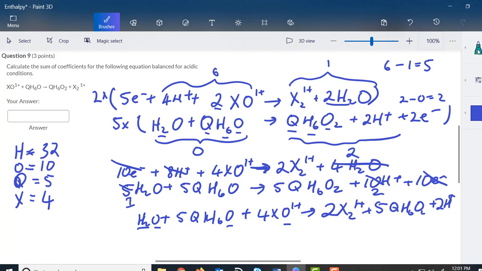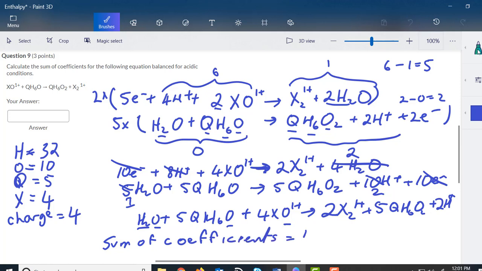Now let's look at the charges as well, just to make sure. We've got a total of 4 on this side, plus 4. And on this side we've got 2 times 1 is 2, plus 2 is 4. So the charges match as well. To complete this, we need the sum of coefficients. And it would be 1 plus 5 plus 4 plus 2 plus 5 plus 2, remembering that the 1 here is implied. So add all those together and that'll give you the sum of coefficients, which will be your final answer.